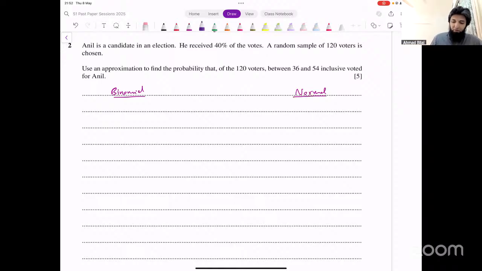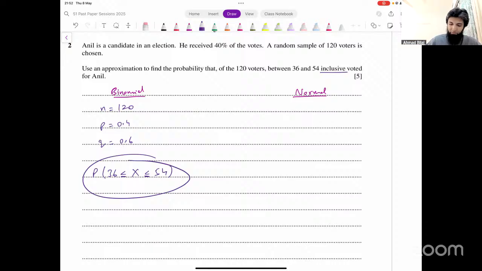What's n? 120. We're talking about 120 people, so it's repeating 120 times. Probability of success, probability of someone voting for Anil, that's 0.4. Probability of failure, that's 0.6. And the probability that you want to find out, for those 120 voters, is the probability that we got between 36 and 54 successes, right? But inclusive means that we have an equal to sign with 36 and also with 54. Both of them are inclusive. That's the probability that you want to find out.